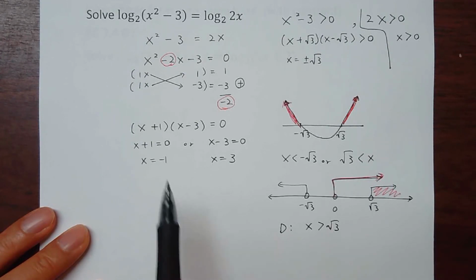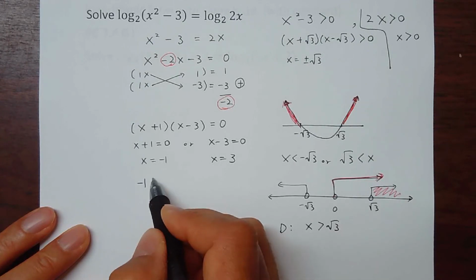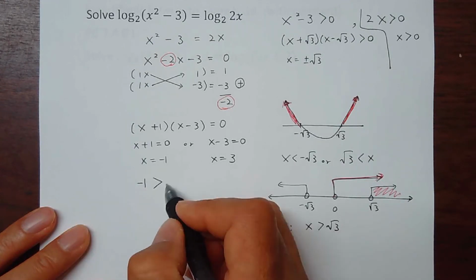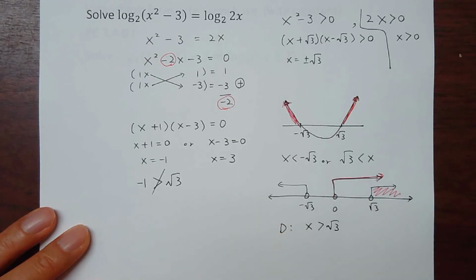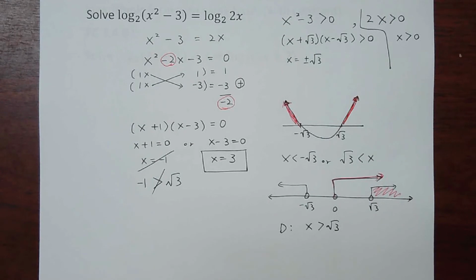So if you compare this, the value x equals minus 1 is not satisfied. Minus 1 is not greater than square root of 3. When you plug it in, is minus 1 greater than square root of 3? No. Meaning, you cannot take this as a final answer. So x equal to 3 does satisfy this domain. So the final answer is only one, which is x equal to 3.